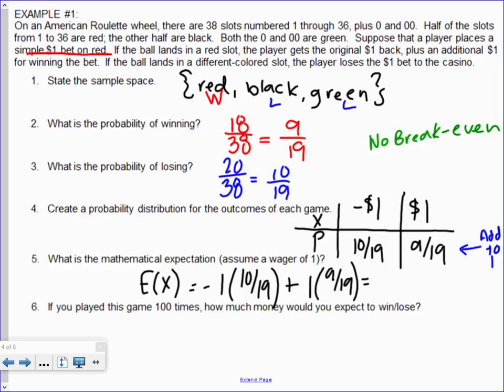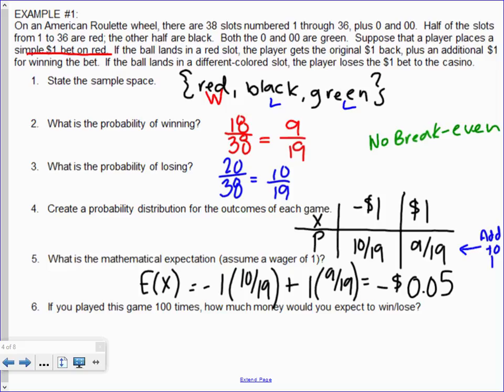What is our mathematical expectation? Yes, in terms of dollars and cents. Oh, 5 cents. So 0.05 in terms of dollars. So we understand this. If I only play roulette one time, am I going to lose 5 cents on a dollar bet? No. I'm going to lose $1 or I'm going to gain $1, right? Those are my two options.